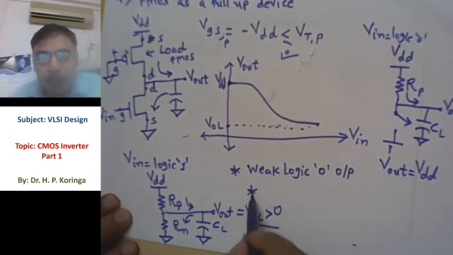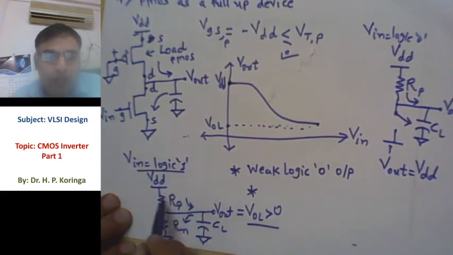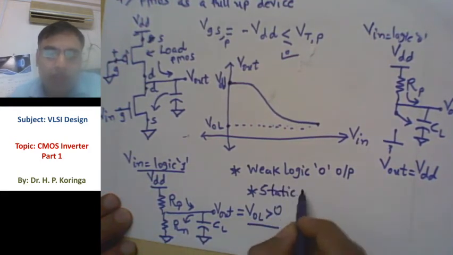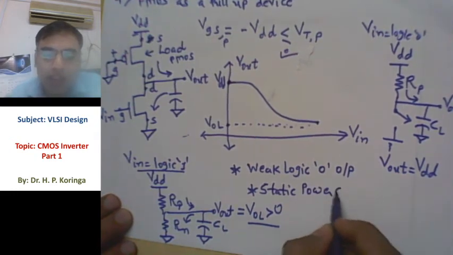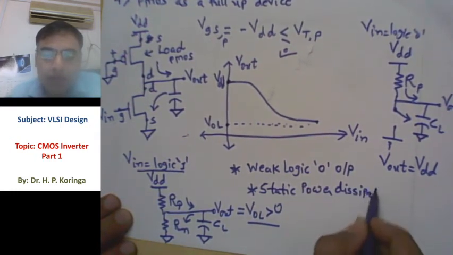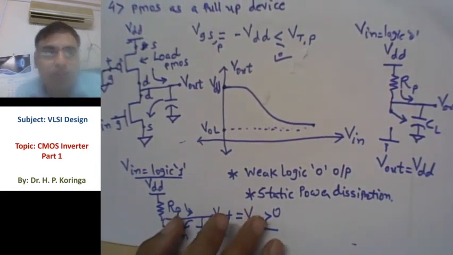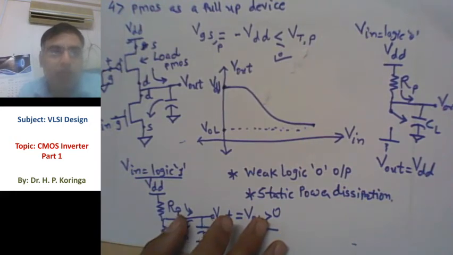Second point, whenever input is logic 1, both the driver MOSFET as well as the load MOSFET operate in a conducting stage, so it dissipates power. We get a low resistive path to the ground, so it has static power dissipation, right? So this is about the fourth topology, which is a PMOS as a pull-up device.